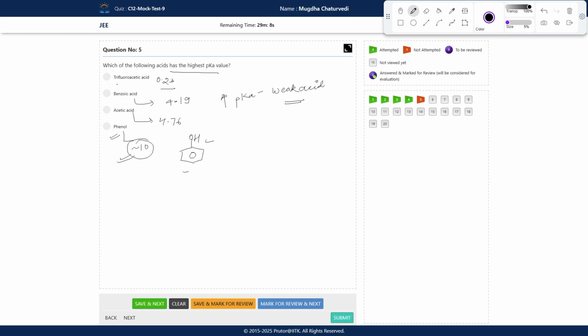Trifluoroacetic acid has the lowest pKa value, which means it is a very strong acid. Three electronegative fluorine atoms are attached here, so it is quite acidic. So the correct answer for this question will be phenol, that is the fourth one.